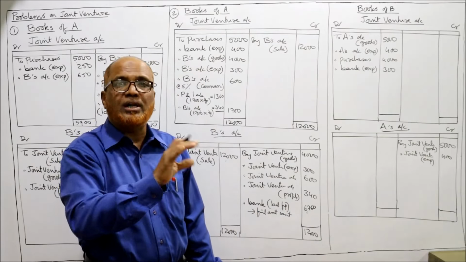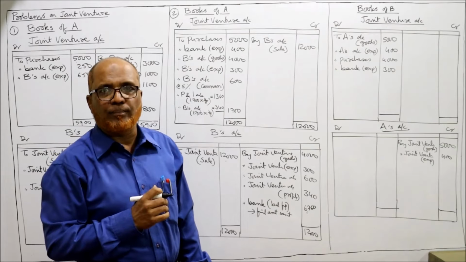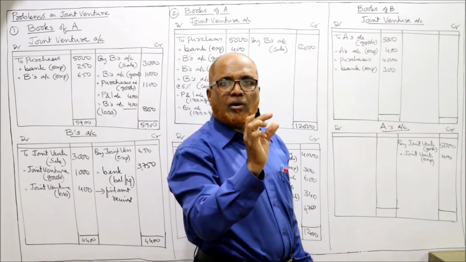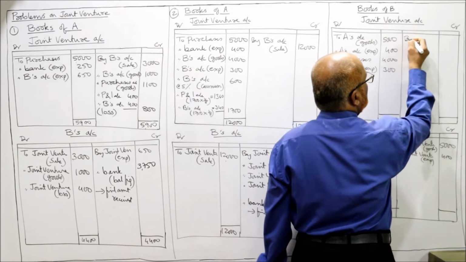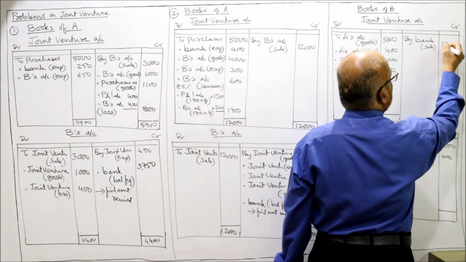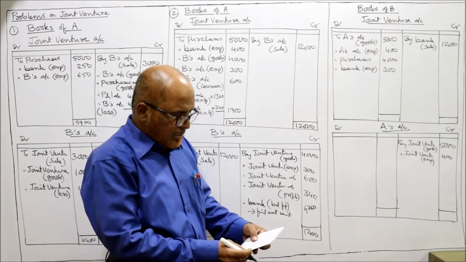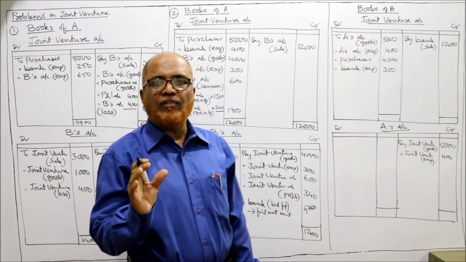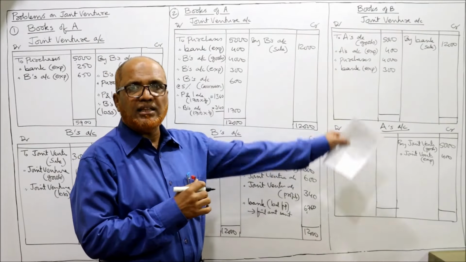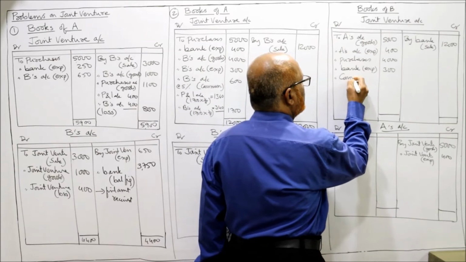And B sells goods on behalf of joint venture for 12,000. Now B has sold the goods. So entry will be bank account debited to joint venture. Because B has sold the goods, he will debit bank account to joint venture. So by bank, sale, 12,000. 12,000 rupees, right? Now charging commission 5%. The entry for commission is joint venture account debited to commission account. He is getting the commission, B is getting the commission. So joint venture account debited to commission.